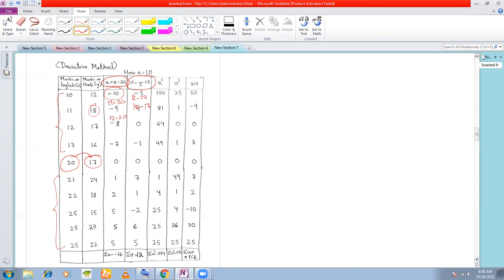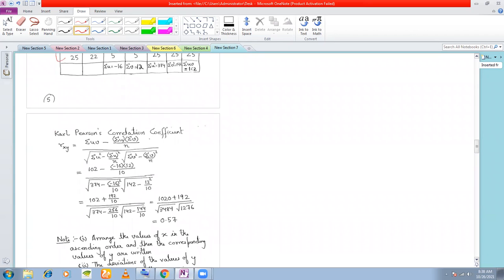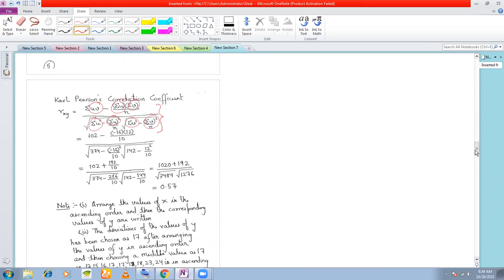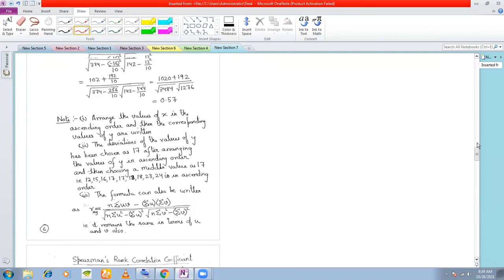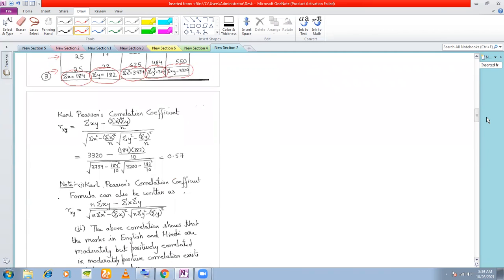Okay. And the other columns, u square, v square, uv, they are exactly the same as the previous one. Why? Because even if you're taking the deviations, the formula for correlation coefficient does not change. You simply change the variable from xy to uv. Okay. So if you see, I have simply put uv instead of x and y here, right? And so you total up the columns and you put the values, you'll get your answer. Okay. So this is what the deviation method is all about. So I'll stop here then.